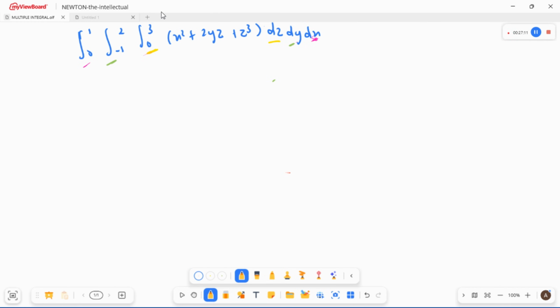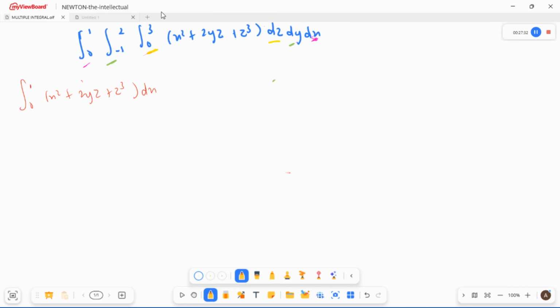So that means it will be better for us to do from 0 to 1. So we're going to be doing with respect to x first, and then we plug it in the other integrals and we solve. So we're going to be doing this here. From 0 to 1, we have x squared plus 2yz plus z cubed, then we have dx.